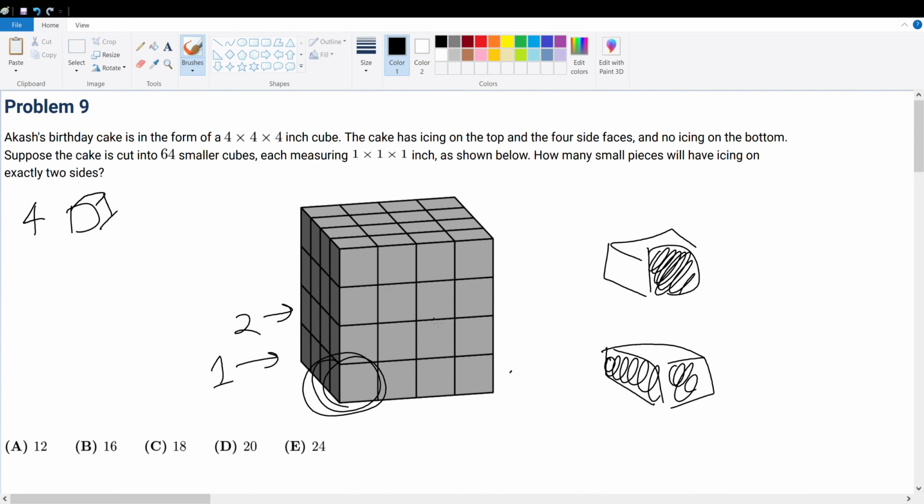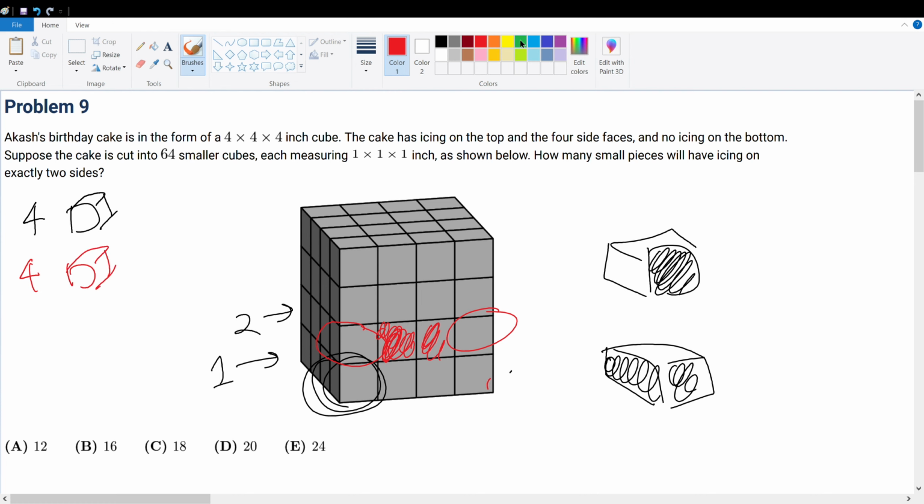If I do it in red this time to represent the second layer, this cube right here has only one face. That only has one face as well. The only ones that have two faces painted will be this one and this one right here. But then we have symmetry at the back ends. So at the second layer, we have 4 of these cubes as well.